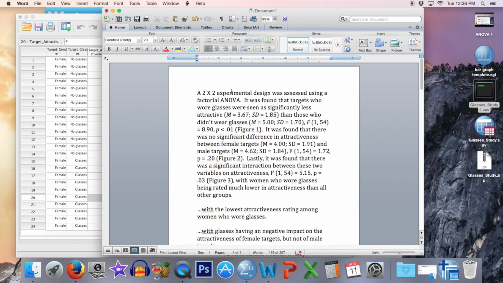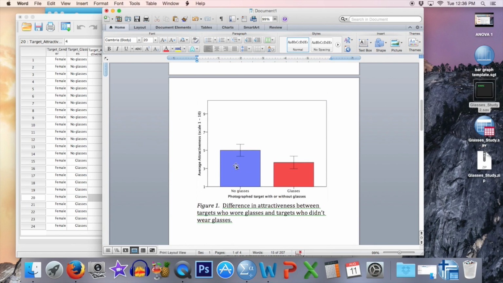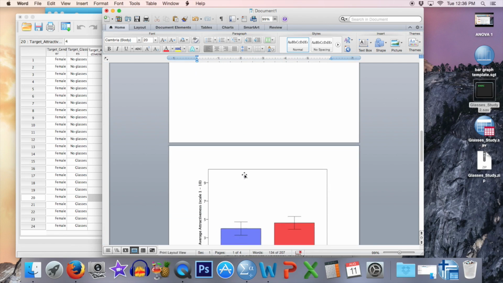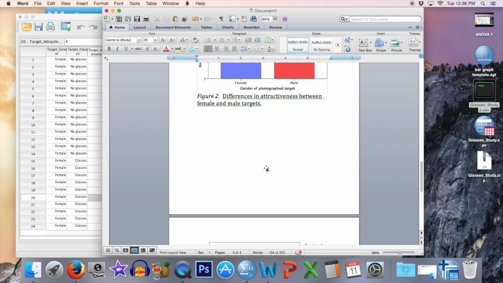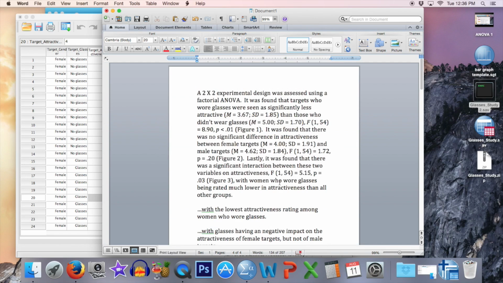And you'll end up with descriptions of 2 main effects, whether or not they're significant depends on your data, and an interaction. And if you have a significant interaction, go ahead and include some kind of statement describing that interaction. If this wasn't significant, it would just say, lastly, it was found that there was no significant interaction between the 2 variables, and then you wouldn't need anything after that. But regardless, you'll also have the 3 graphs, one for the main effect of the first variable, one for the main effect of the second variable, and then a line graph for your interaction, each with a figure. So there you have it.